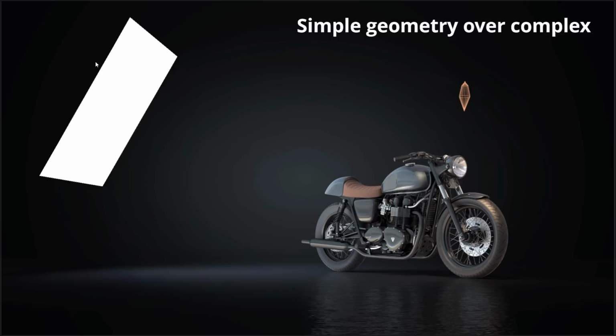So for example, here, this plane on the left-hand side is actually casting light in one direction, only on the front of the plane. And so that makes it more efficient, makes it faster. So use simple geometry whenever you can to use as physical lights.